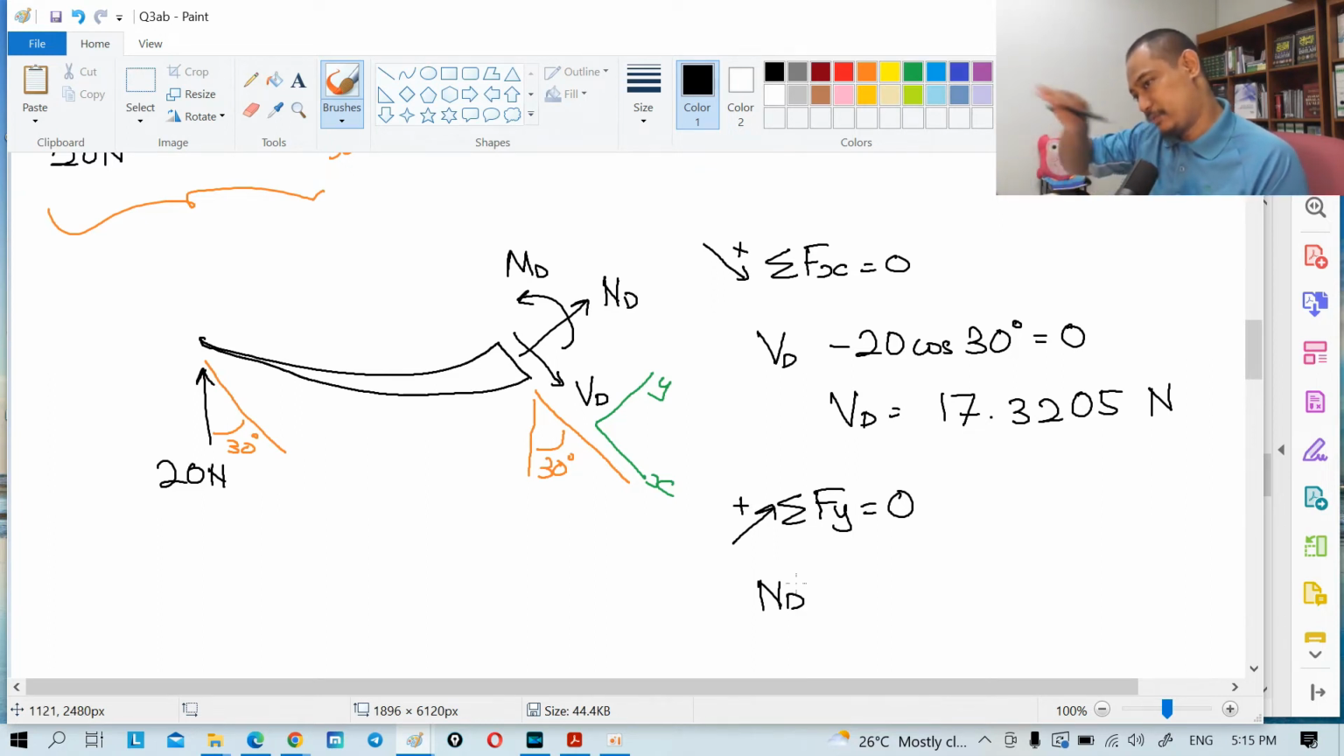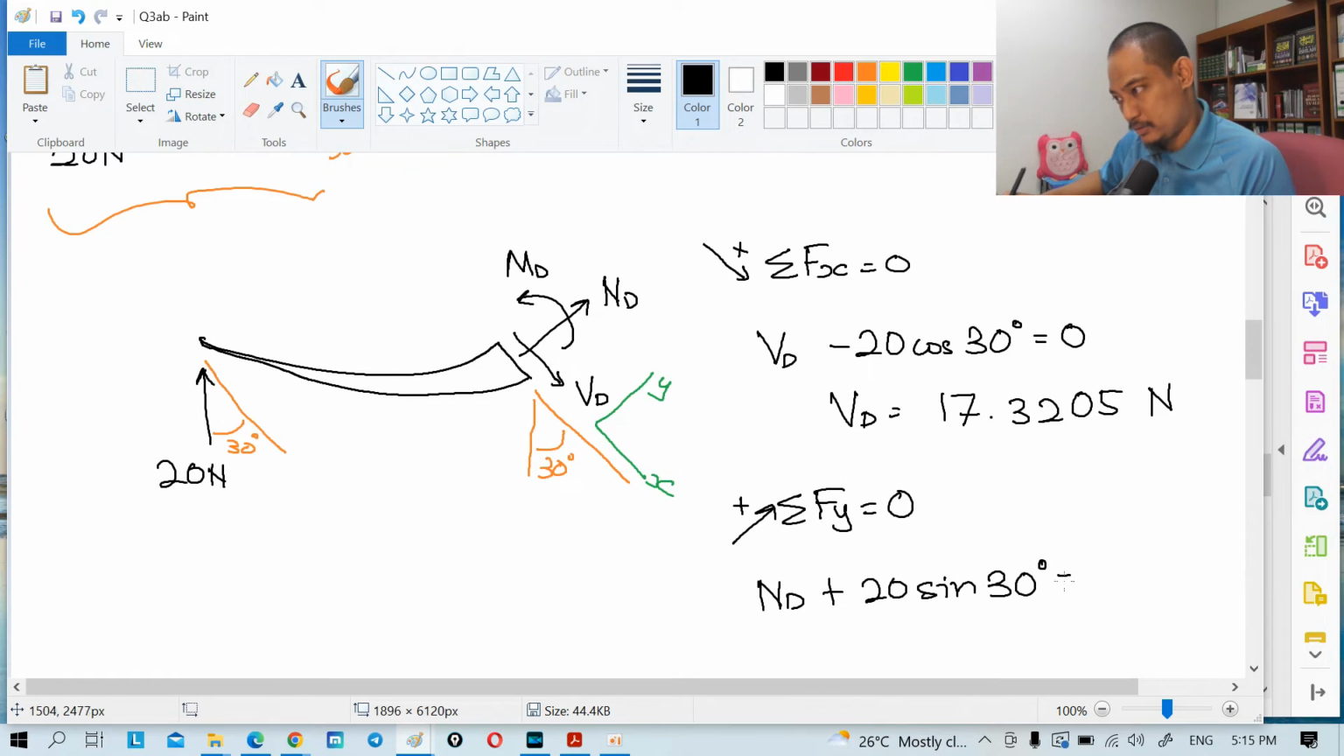This one will be positive as well, right? So plus 20 sine 30 degrees to 0. So ND will be negative, right? Negative 20 times sine 6.8404.